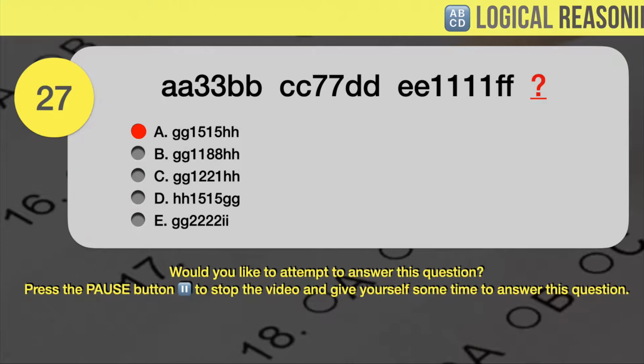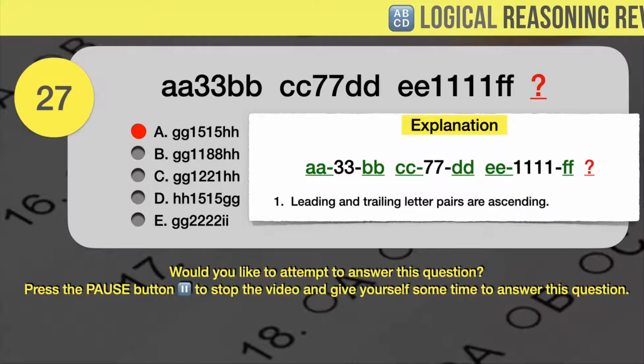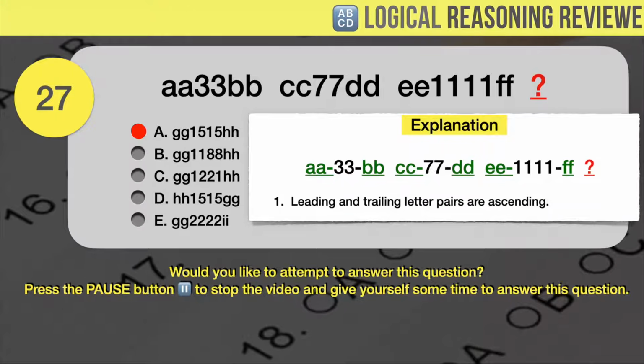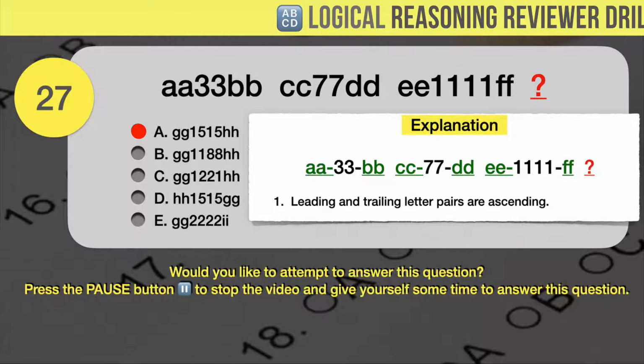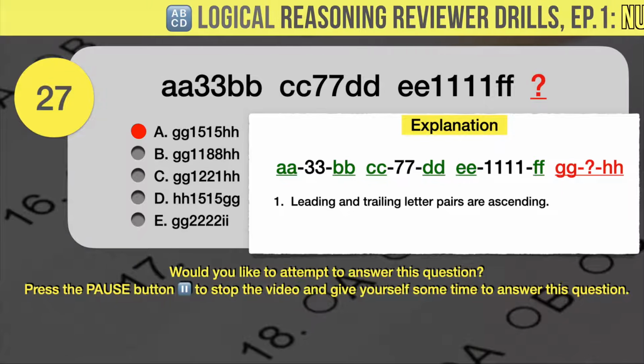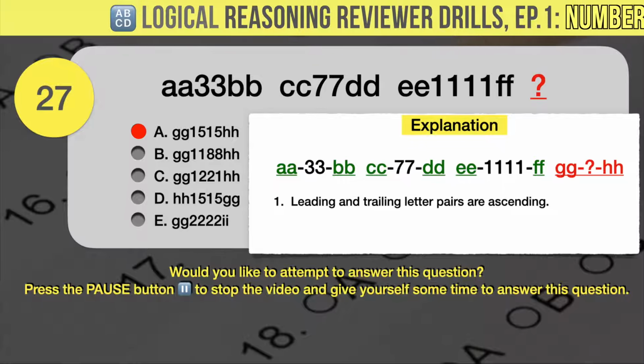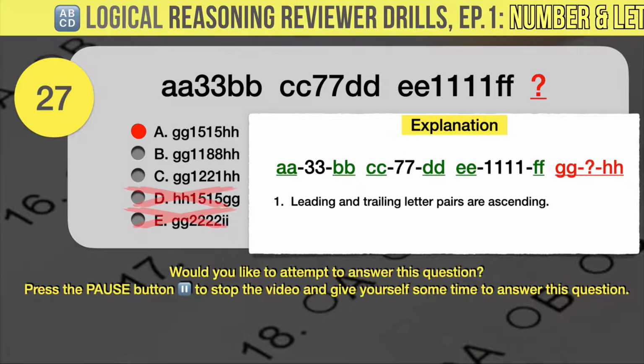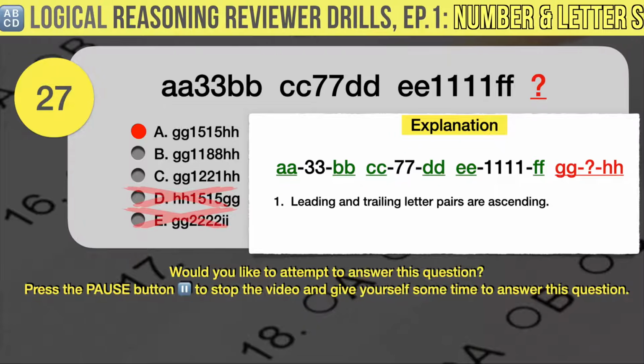1515 HH. The leading and trailing twin letter pairs are simply in ascending order. That is, AA, BB, CC, DD, EE, FF. Therefore the next two twin letter pairs should be GG and HH. This effectively eliminates options D and E.